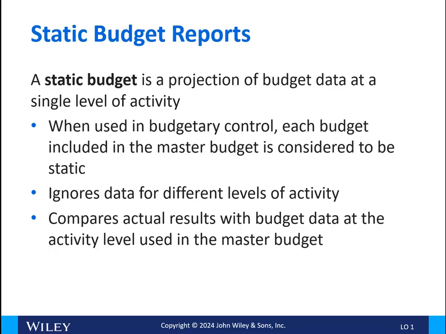When using budgetary control, each budget included in the master budget is considered to be static. It ignores data for different levels of activity. So we're saying we're going to sell X, and that means we need to produce Y to be able to sell X and get the right inventory levels, and nothing changes. Then we compare the actual results with that budget data at the activity level used in the master budget. If you sell more or less, you're going to have some variances there. You have to investigate why, and how the cost follows that new level of activity.